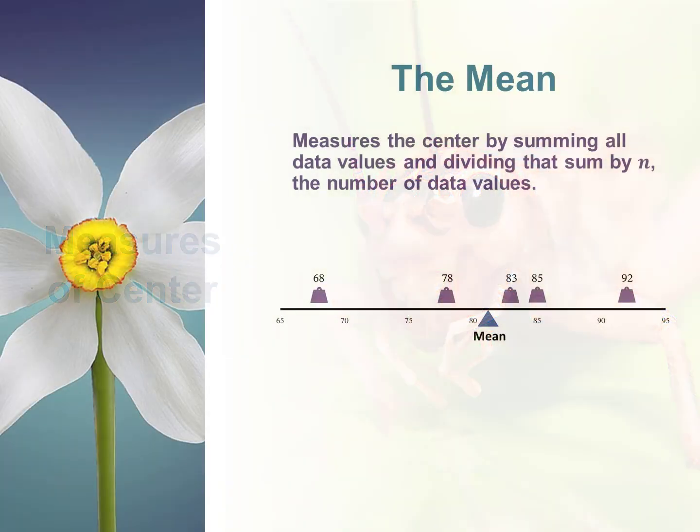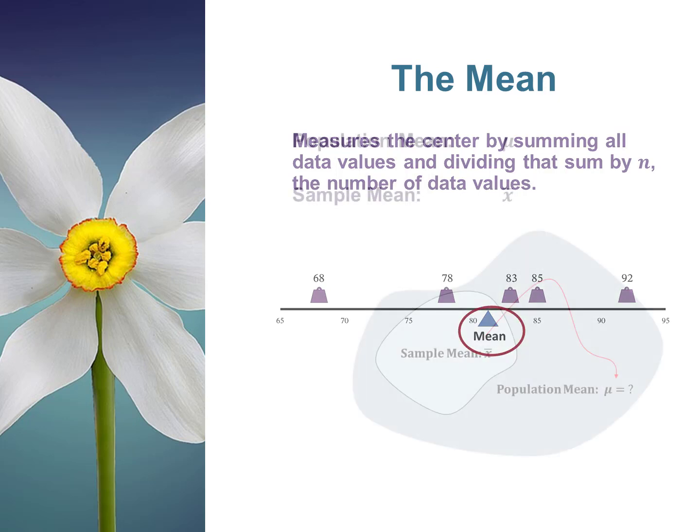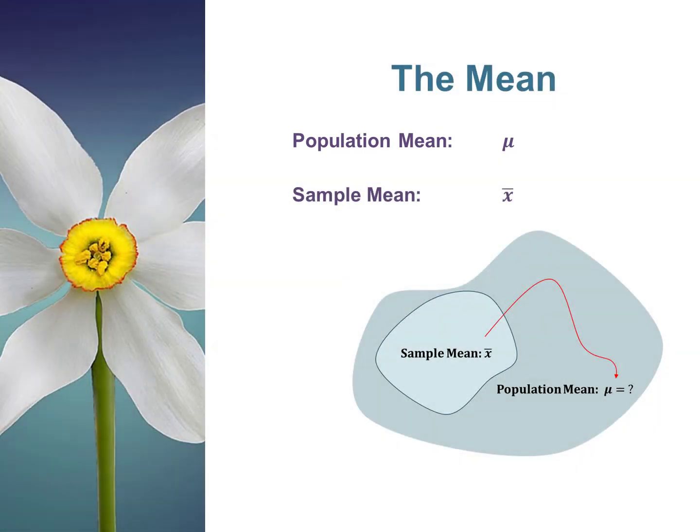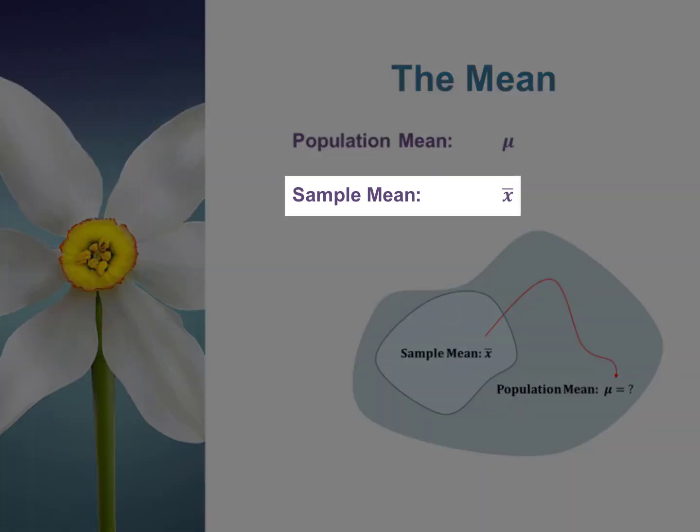The mean of a dataset measures the center by summing all data values and dividing that sum by n, the number of data values. If we think of all data values as weights, then the mean is the value which balances them. The population mean is denoted by mu. This is the mean of the entire population. It is often approximated by the mean of a sample from that population, which is denoted by x bar.